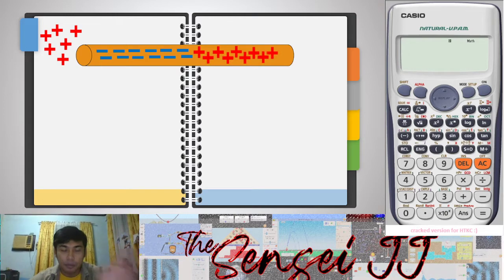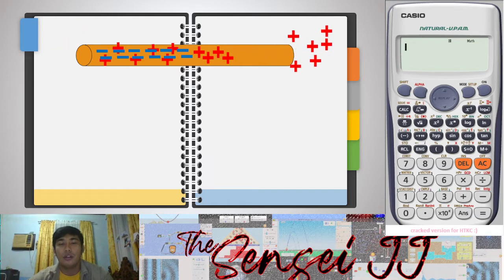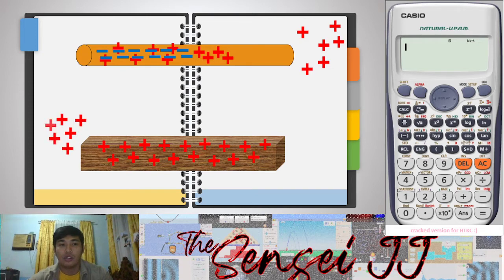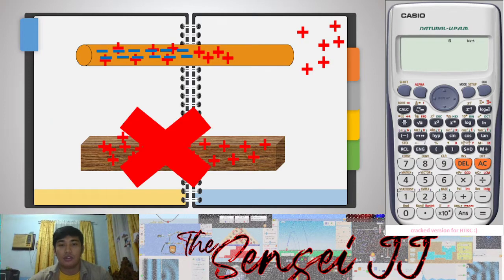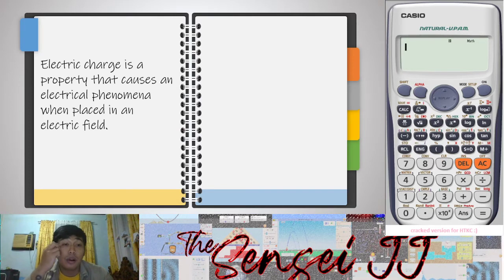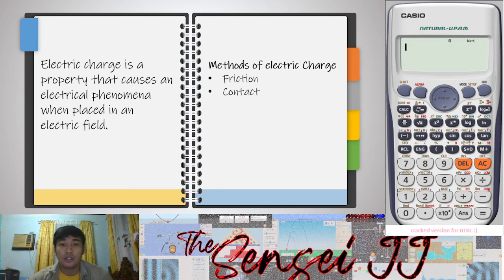Okay, so when the proton or the positively charged particles come in, another group will come out. So it's not possible for our insulator since it lacks free moving electrons. Electric charge is a property that causes an electrical phenomenon when placed in an electric field. The methods of charging are friction, contact, polarization, and grounding.